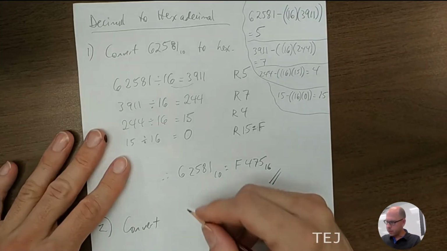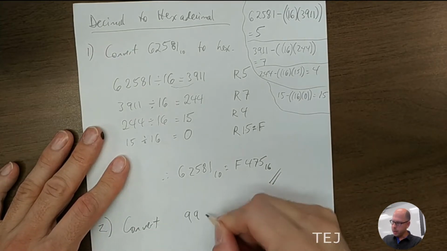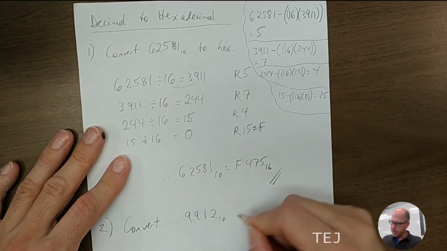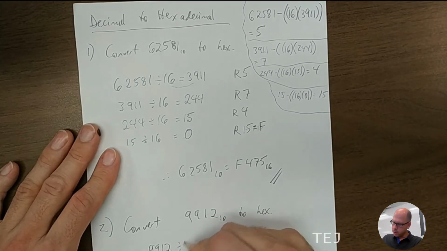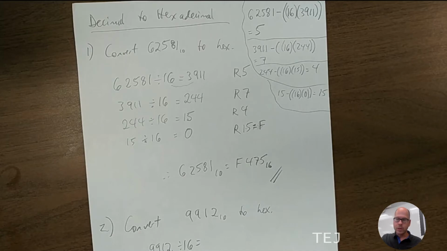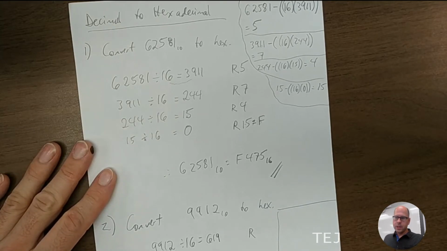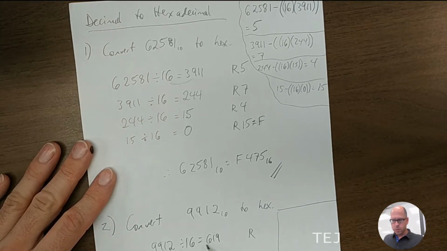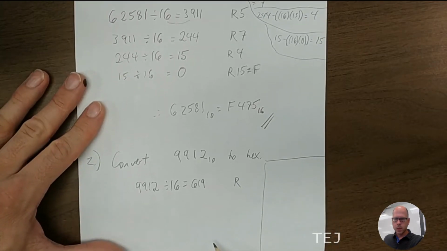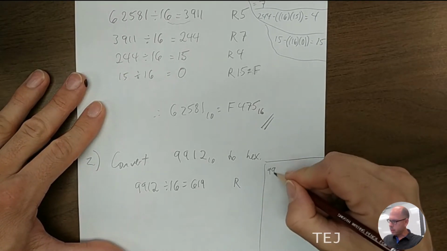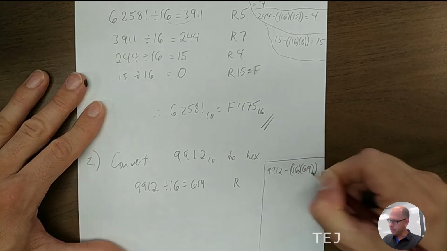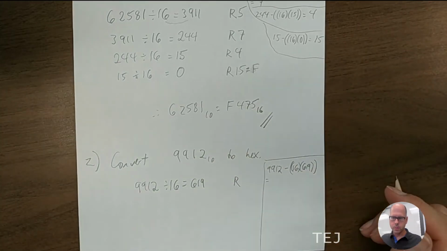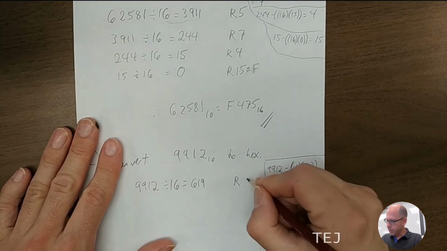We have time to do that. Convert, and I'll just dream up a number here, 9912 base 10 to hex. So we have 9912 divided by 16. I haven't worked this one out before, so I'm going to be pausing and using my calculator in between. So we get 619.5, so we discard the decimal and we just put the whole number, 619. And the remainder, to work that out, we're going to take the 9912, take away 16 times 619, and we get 8. So the remainder is 8.